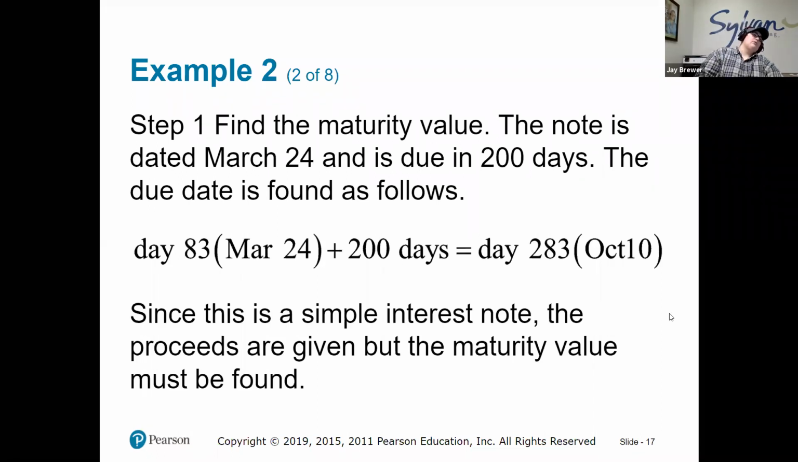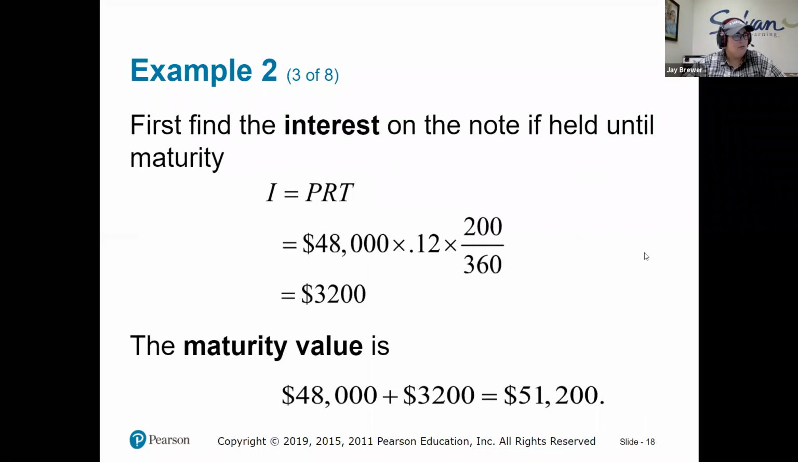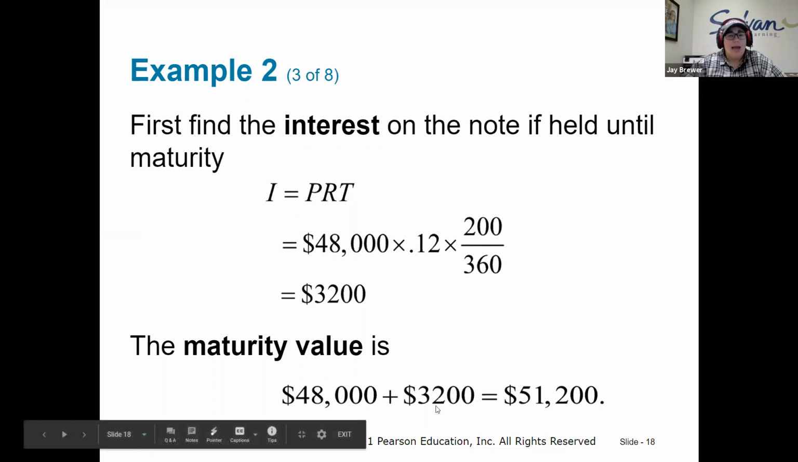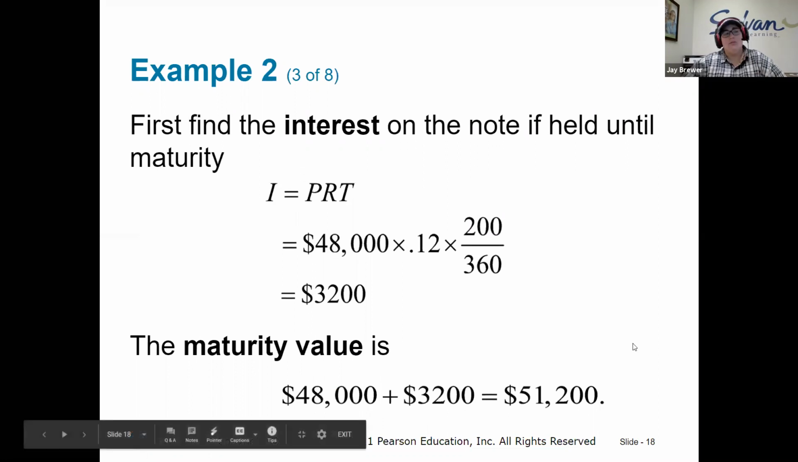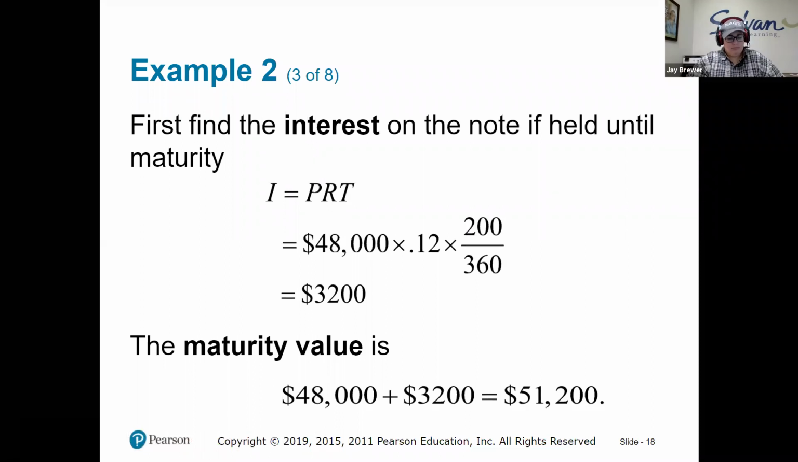Since this is a simple interest note, the proceeds are given, but the maturity value must be found. Okay, so we have interest, and then, I like this method better. Do you see how here they split it up? They did the interest first, and then they added. Okay, so that approach might be better for some of you. All right. So the maturity value is 51,200. Make sure you write in the interest as well, how you found it, even though that's a review.